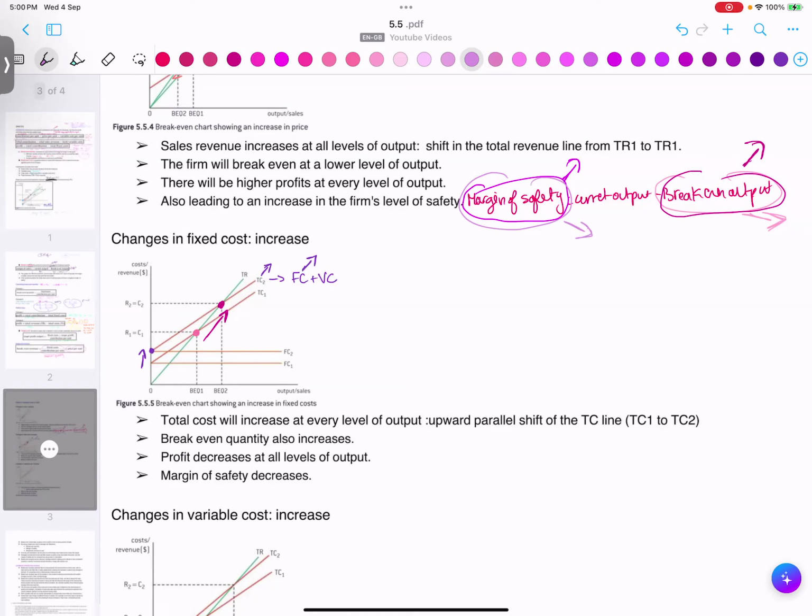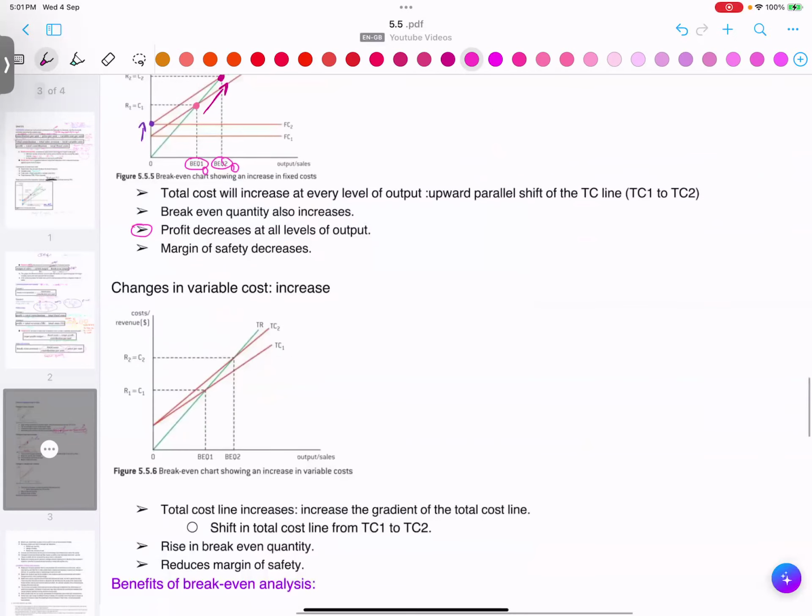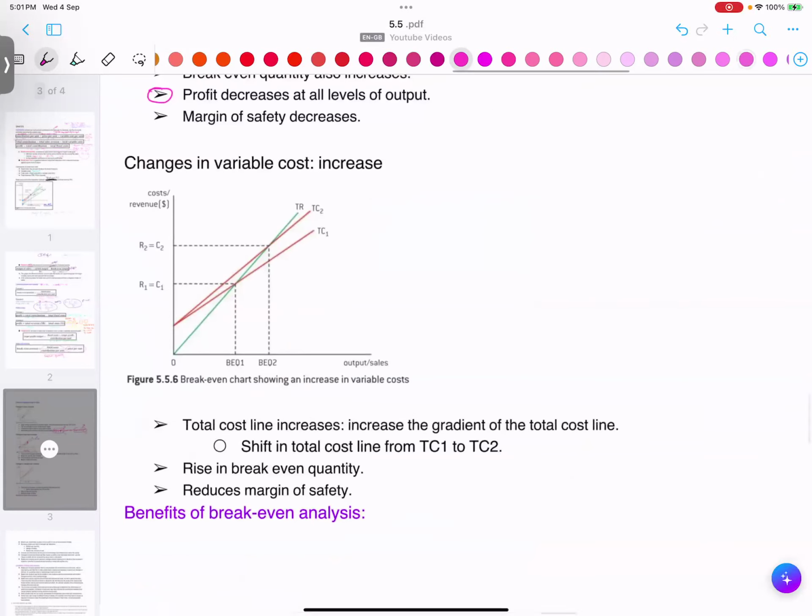And what will also decrease is profit. Profit decreases at all levels of output. As you can see, for example, at this level of output they were making zero profit, but now at this level of output they are making zero. So you see that at the level of output, the profit decreases and the margin of safety decreases, like I previously mentioned. Then you have changes in variable costs.